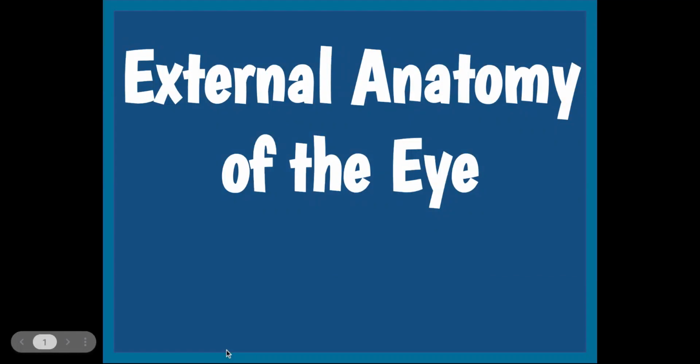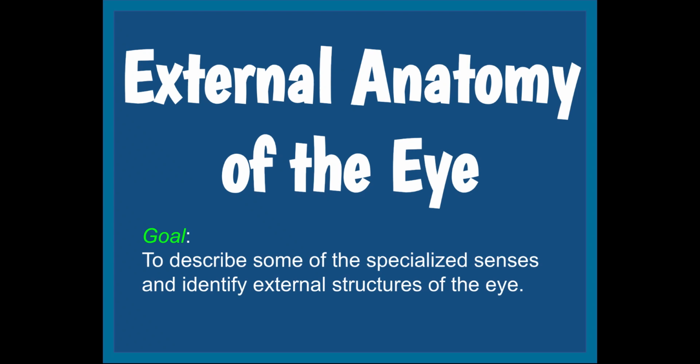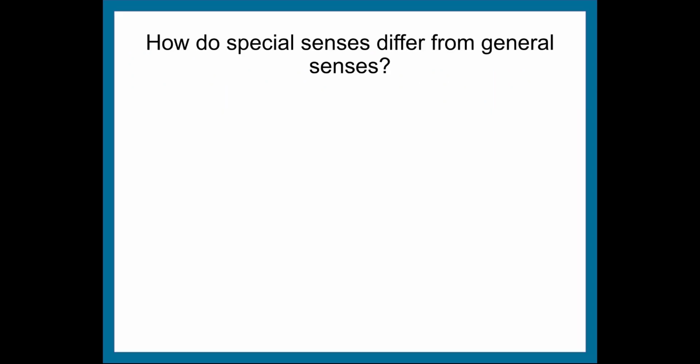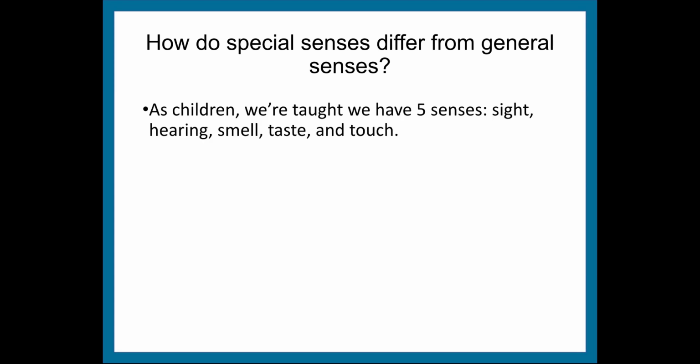Today, we're going to talk about the external anatomy of the eye. And the goal of this video is to describe some of the specialized senses that you have and focus in on the external structures of the eye. Okay, first, we need to be clear what a special sense is and how that differs from your general senses.